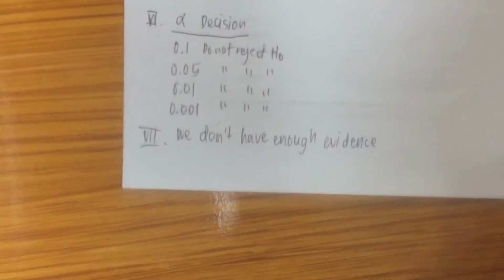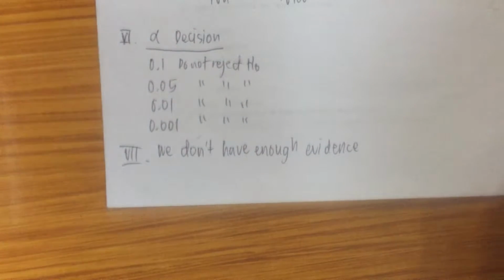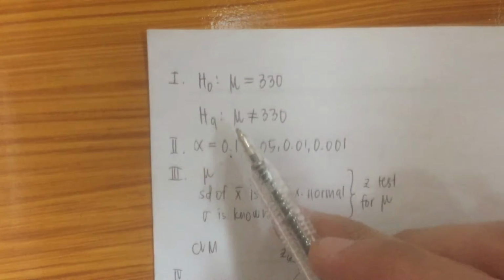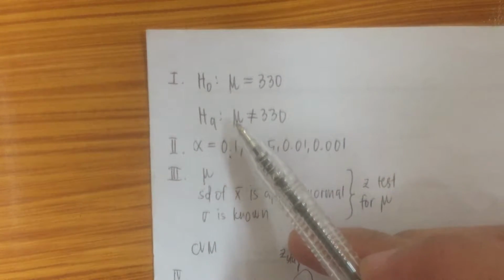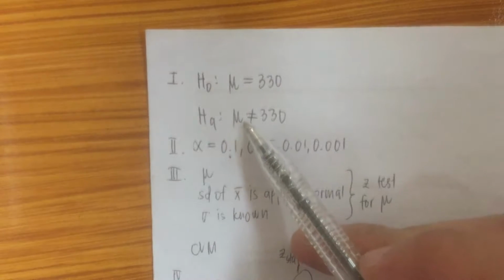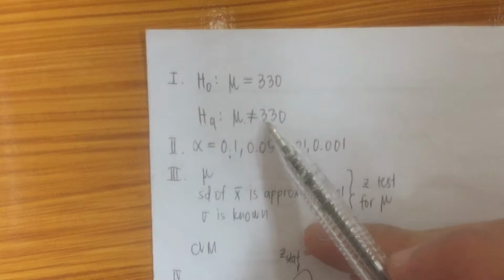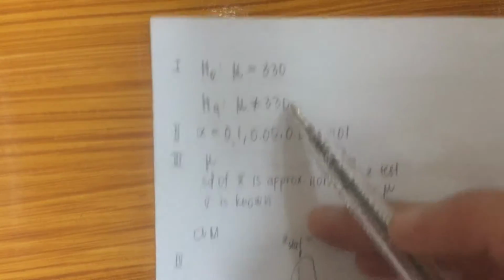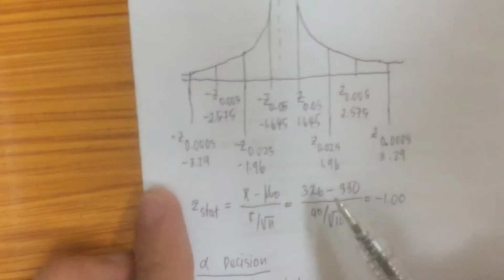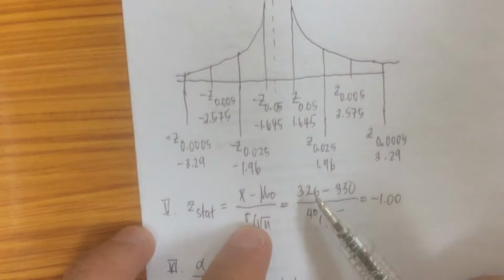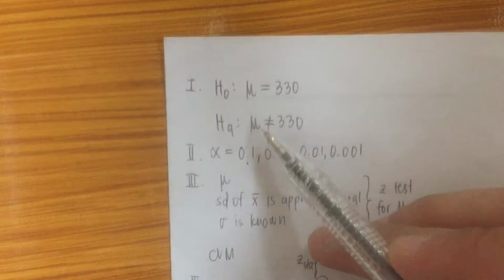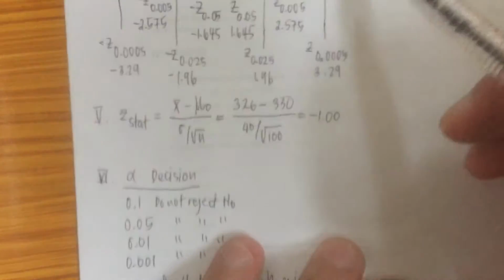So in this case, the complete interpretation can be we don't have enough evidence, or there is insufficient evidence to support the claim that the average number of boxes sold for all the stores of the company is not 330 boxes. Okay, although the sample mean 326 is not equal to 330, this is not enough for us to conclude that the average for all is not equal to 330. So that's how we perform the critical value method.